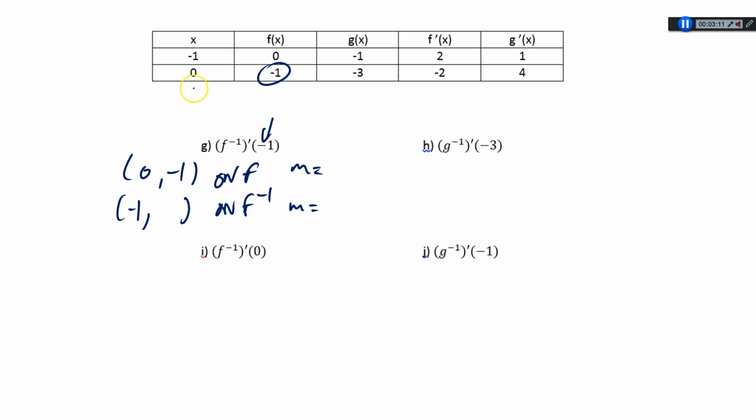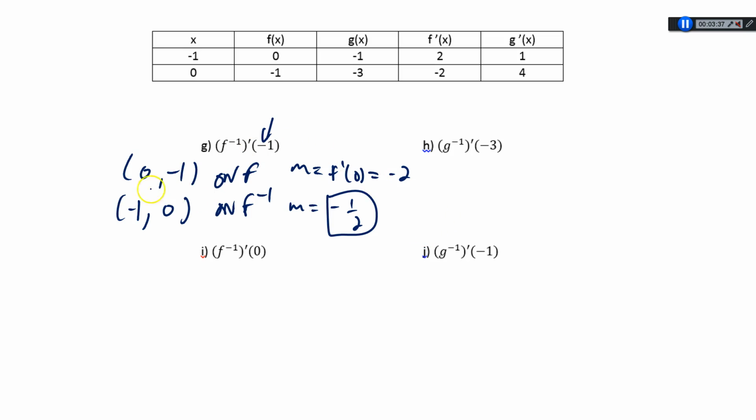So that means 0 is my x coordinate because it corresponds with the y coordinate of -1. So that's a 0 right there. It doesn't really matter, but the slope of f at (0, 1). Now we go over to the derivative of 0, right? Because I'm looking for f prime of 0. And that is -2, which means the slope on the inverse at -1 is -1/2.